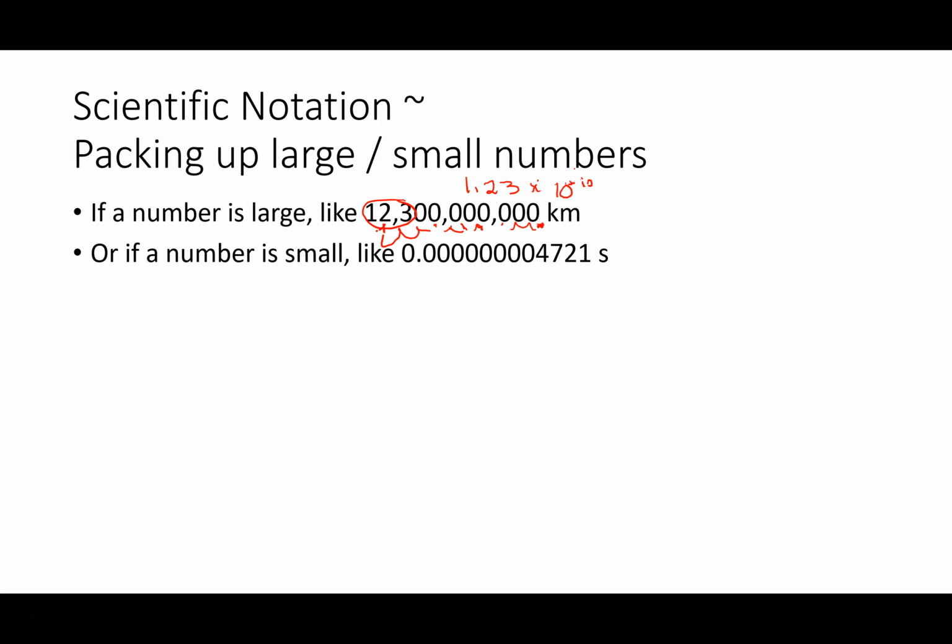How about a small number? Where's the decimal here? Yep. It's actually not implied. It's there. It's explicit. You've got to know that the decimal's there. Okay, in this case, to get a number that's less than 10, I'm actually going to move the decimal so it's right after the 4. So it's going to be 4.721. So see how many places I move it. 1, 2, 3, 4, 5, 6, 7, 8, 9. So I'm moving it 9 places.